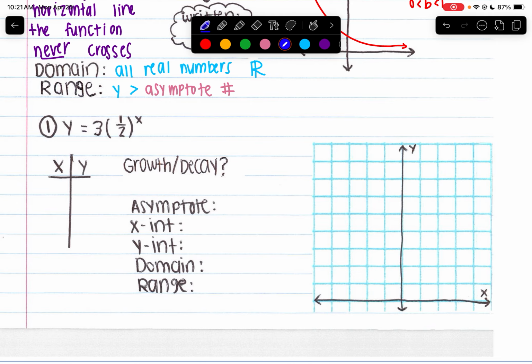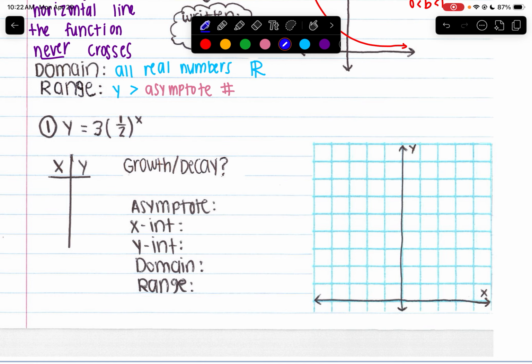On this first section, I'm going to be using Desmos to transition us into using that as we prepare for later tests. So I am going to be using only Desmos for this set of notes. You can use a graphing calculator. It works the exact same, but we're going to use Desmos just for practice.